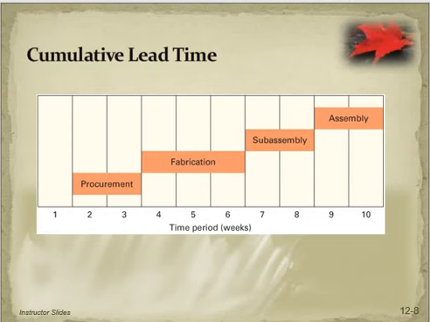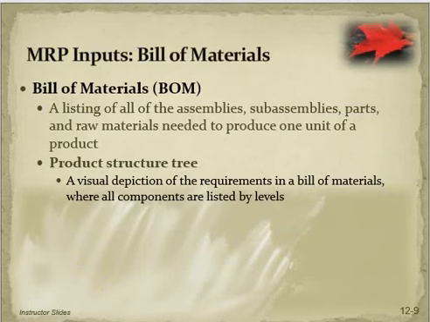So this is the cumulative lead time, starting from procurement, from the purchase, and going with you until the assembly. You go through all the process until you arrive at the final product or the end product, which is assembly. Okay, so the second input of MRP, material requirement planning inputs, is the bill of materials.